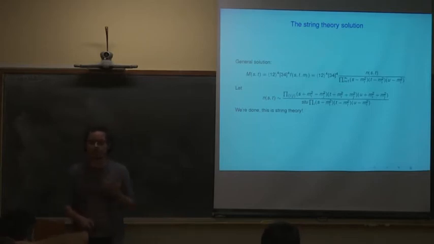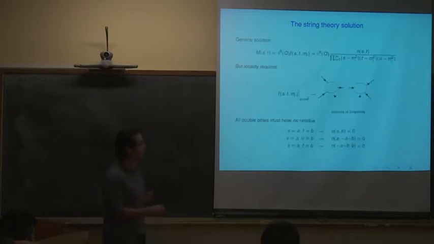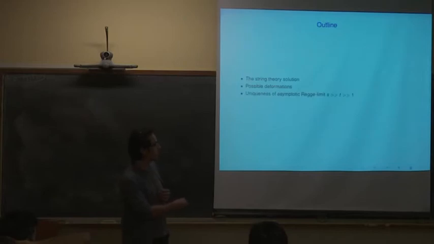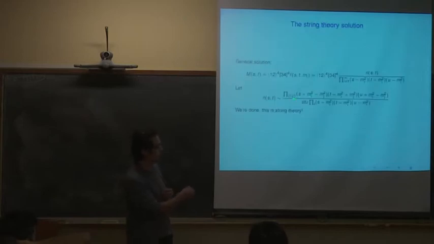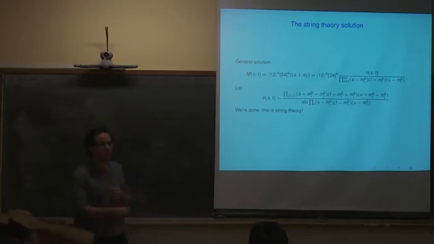This is string theory. Okay, so from a functional point of view, string theory is just a statement that these double poles, the constraint of vanishing double poles, is manifest. It's manifest zeros. Okay, so why is this just string theory?